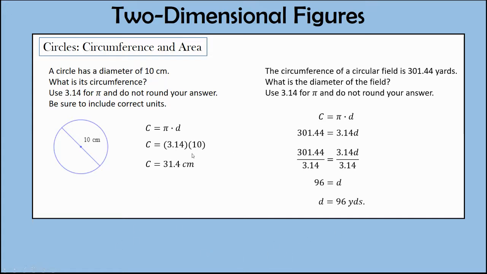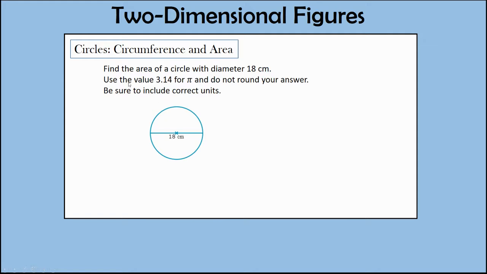Okay, so a little variation of those two questions. This asks us to find the area of this circle that has a diameter of 18. So the distance across the circle, notice it's going through the center, which they've marked with an X. The distance across is 18. Use 3.14 for pi, and don't round your answer. Be sure to include correct units.